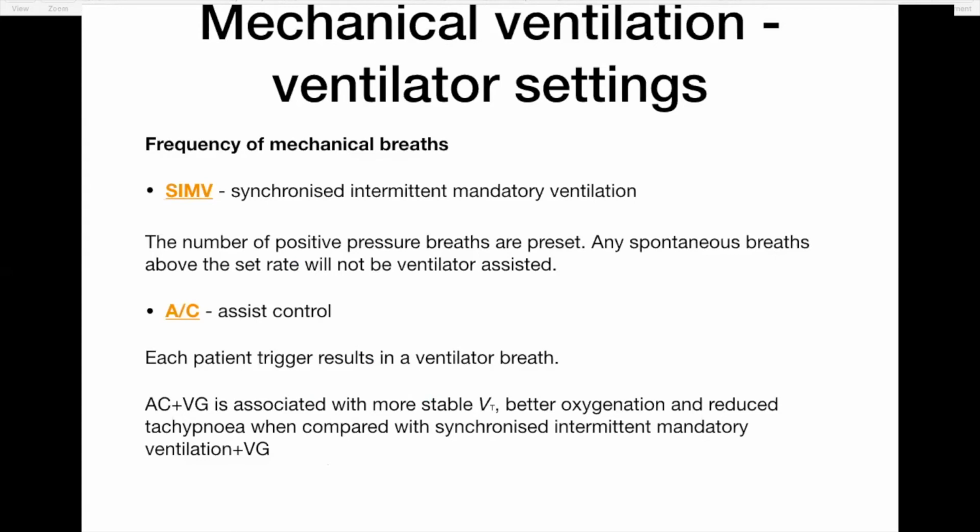The other important thing when we set a ventilator is going to be the frequency, not the respiratory rate, but the type of ventilation that we are going to use. The two main groups are the SIMV ventilation and the assist control ventilation.